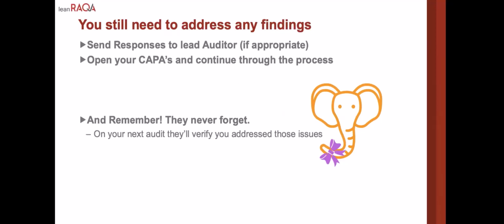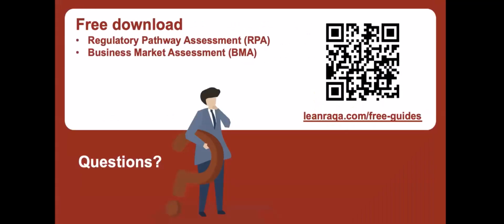On the next audit, they will verify whatever they write up on either 483s if it's the FDA, or in the audit report as major, minor, or scored findings for the other two audits. So don't think that you can sweep it under the rug and it won't get seen again.